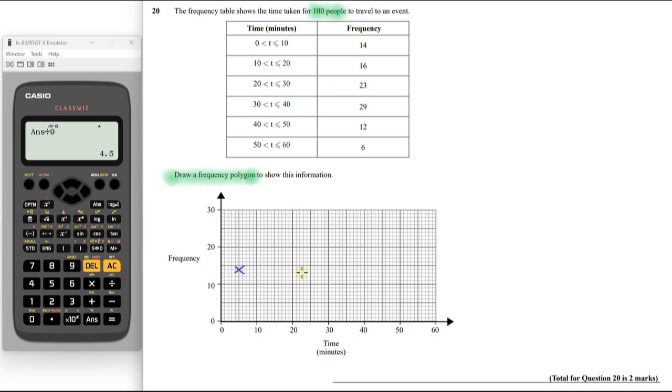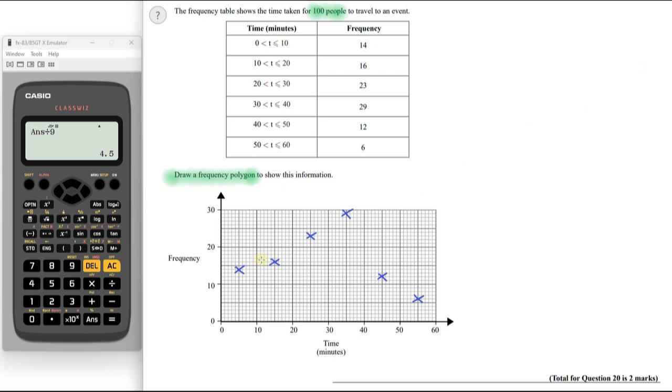I'm going to plot each of these points. We go along to 15 and up to 16, which is there. Along to 25 and up to 23, which is there. Along to 35 and up to 29. Along to 45 and up to 12, which is there. And finally, along to 55 and up to 6, which is there. So we've plotted our points.